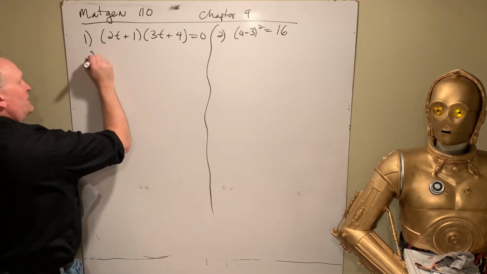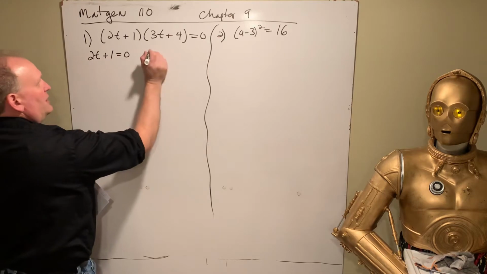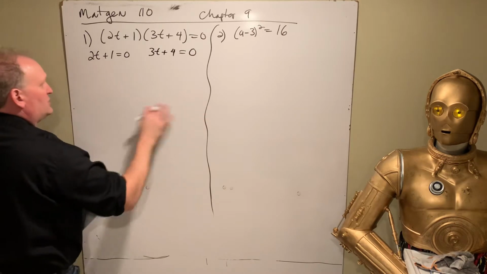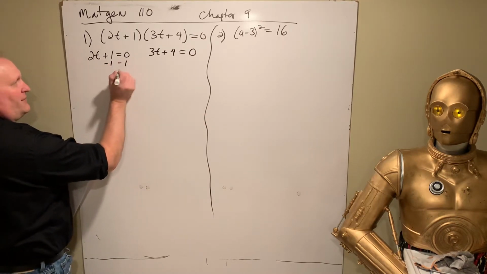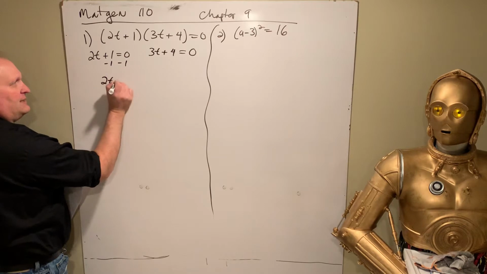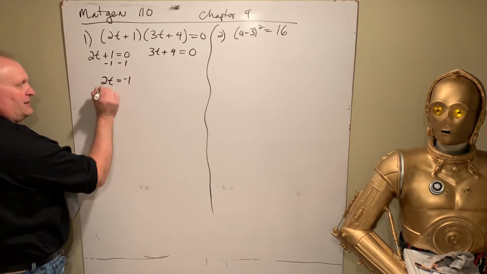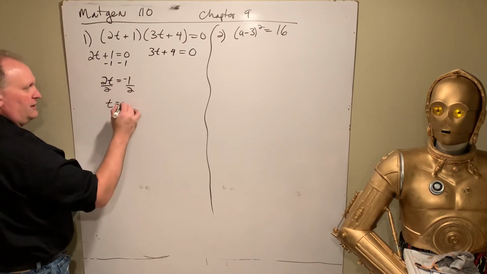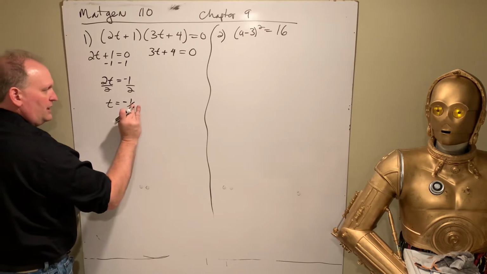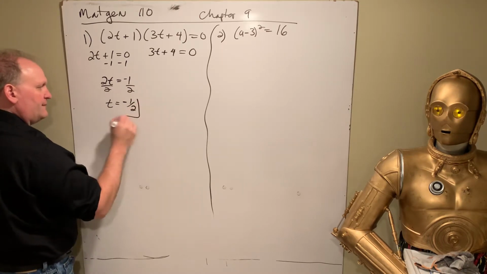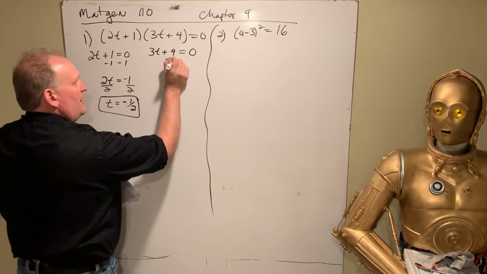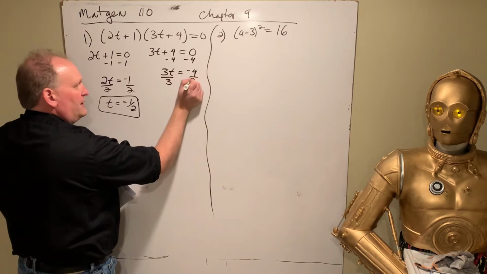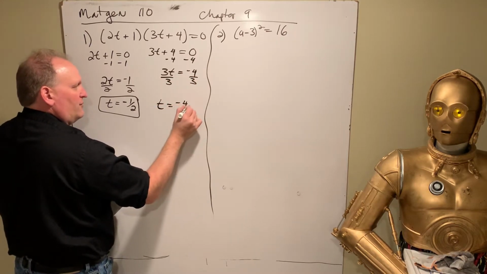So if we were told to solve this, we'd take 2t plus 1 equals 0 and 3t plus 4 equals 0. And now we go back to week 2, where we were solving two-step equations. Isolate the variables, so subtract 1 from both sides, and then divide by the number in front of the variable to make a coefficient of 1. And there is one solution, negative 1/2. And then the other solution, subtract 4, isolate the variable, and divide by 3. And so t is equal to negative 4/3.